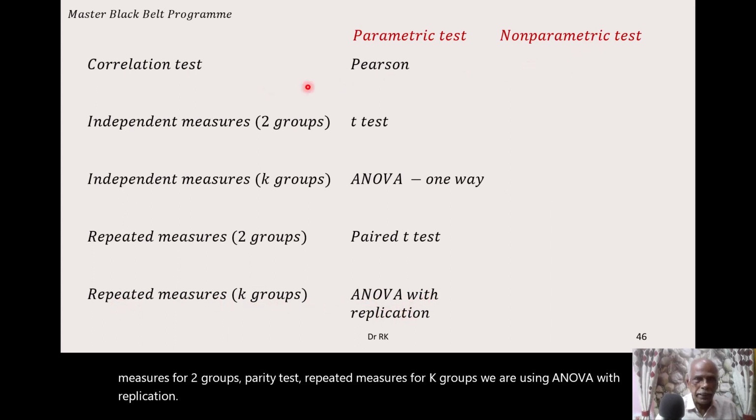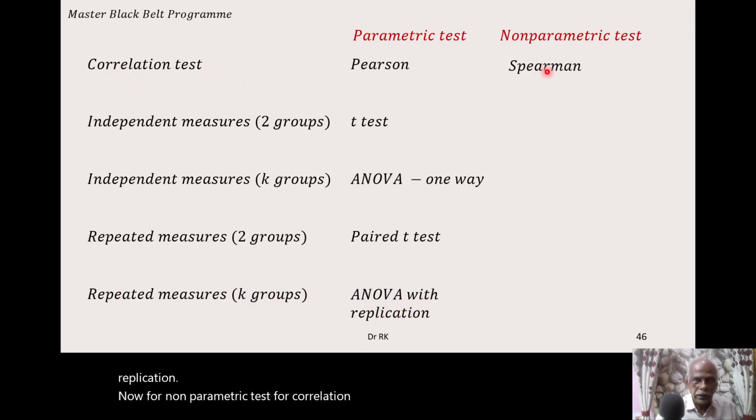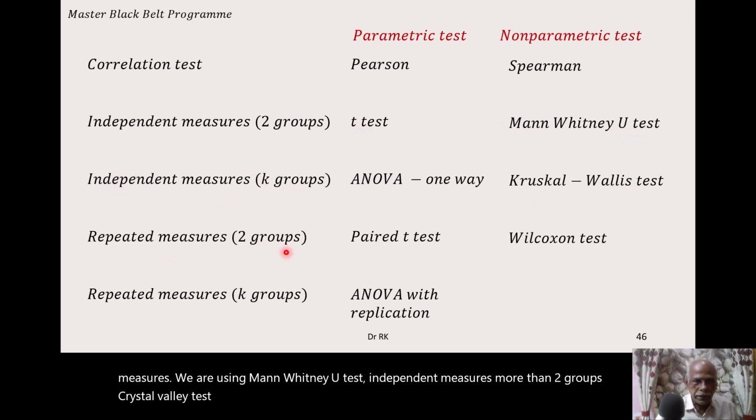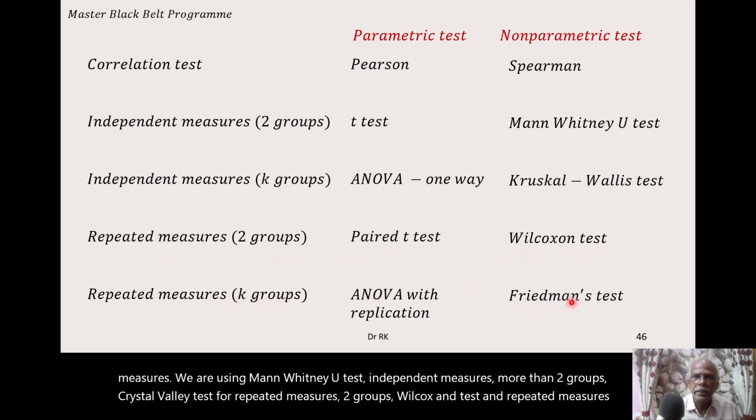Now for non-parametric tests, for correlation we use the Spearman test, for independent measures we use the Mann-Whitney U test, for independent measures with more than 2 groups the Kruskal-Wallis test, for repeated measures with 2 groups the Wilcoxon test, and for repeated measures with more than 2 groups Friedman's test.